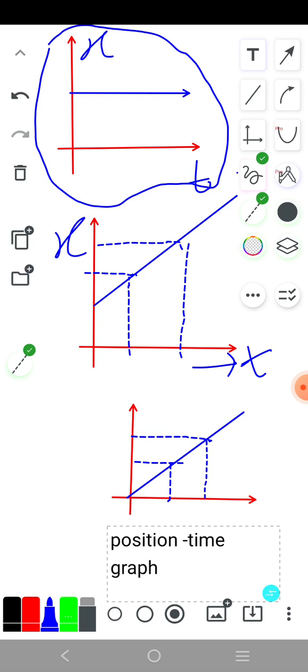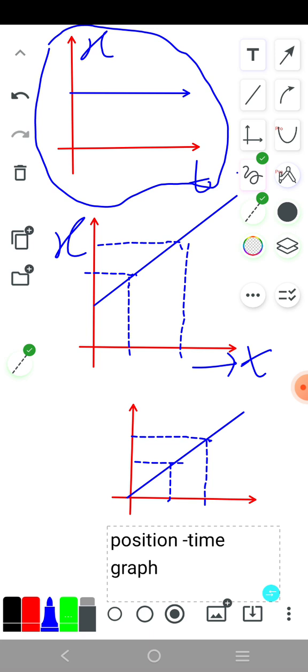What is the meaning of the word uniform? Uniform means equal. Uniform motion means throughout the journey the motion is the same, meaning the speed is the same. Whenever an object is traveling equal distance in equal interval of time, the object is in uniform motion. That time the graph will be like that.